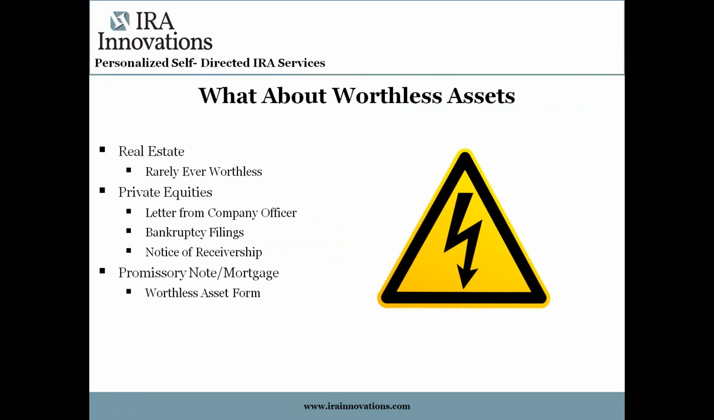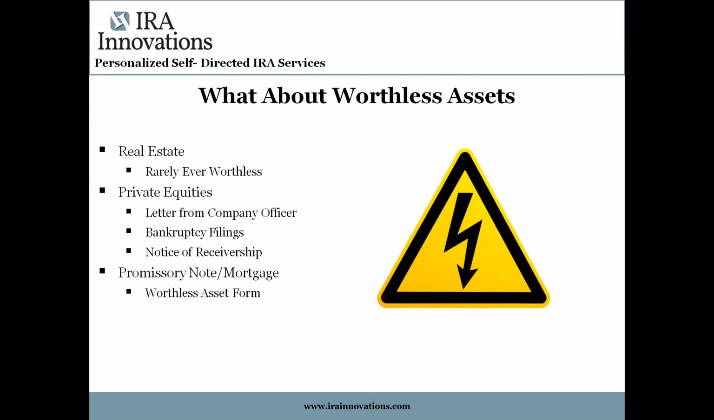Bankruptcy filings. Obviously, if a company is in bankruptcy, its shareholders usually don't get anything, and so that would be substantiation, backup, supporting documentation to write off that type of asset within your account. Also, notice of receivership in terms of Ponzi schemes, which we have seen a few of, where the state or the Securities and Exchange Commission gets involved, and they assign a receiver to look at what assets are available and deal with that. So that's also good for writing down or writing off equities.